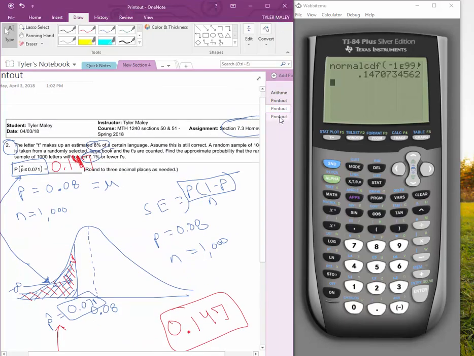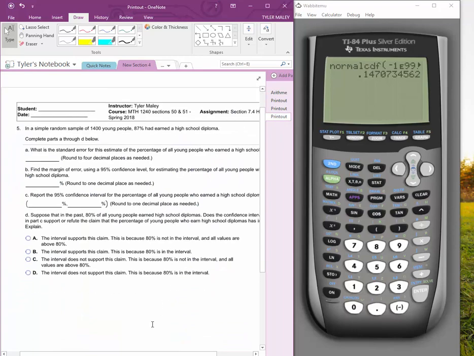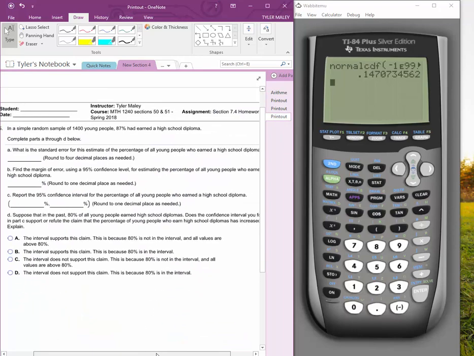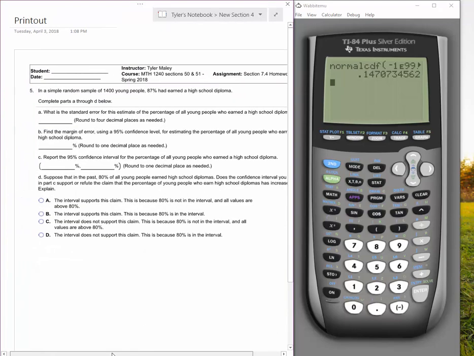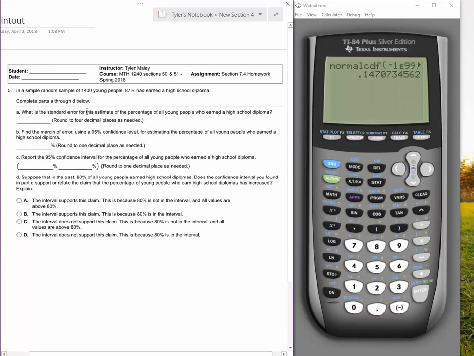So I'm going to go to a problem I picked out for 7.4, which is on confidence intervals. There are 4 parts to this. We're told we have a simple random sample of 1,400 young men, 87% had earned a high school diploma, and we want to complete these parts. Again, in order to follow the central limit theorem, we'd have to check all the conditions, but let's assume that this is true and keep going.